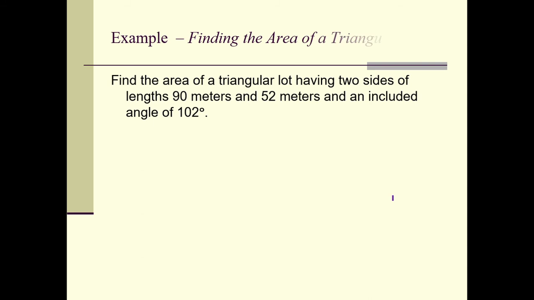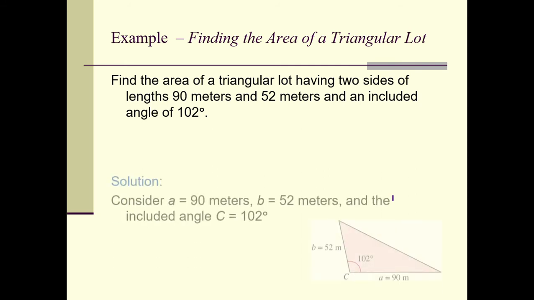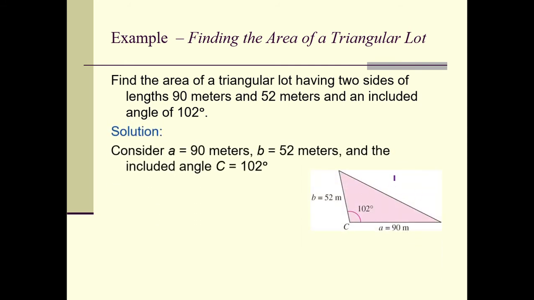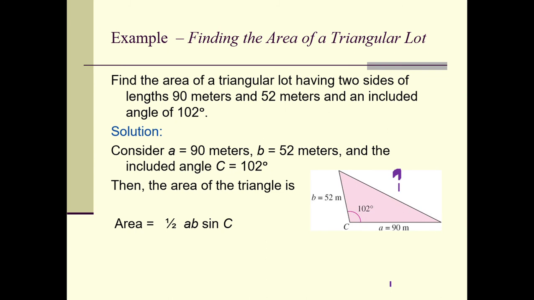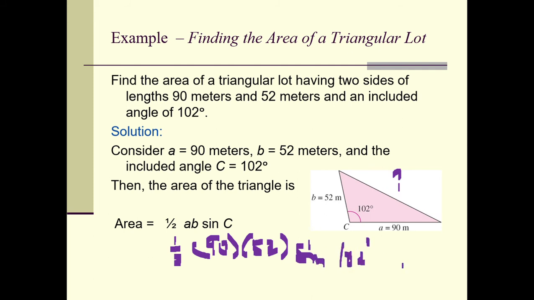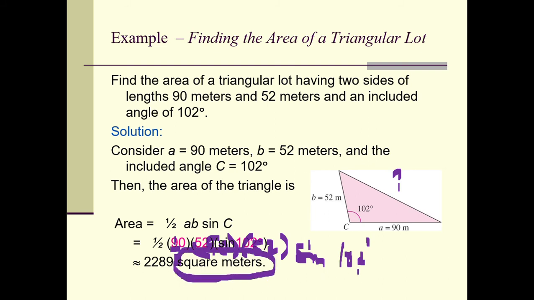Okay, so for example, find the area of a triangle that having these two sides, 93 and 52 meters, and included angle. Okay, so ito yan. Ito yung unknown. Diba? So, 1/2 AB sine C. So, 1/2 of 90 and 52 sine 102. Diba? Yan yun, no? So, makukuha natin yung area kasi 2,289 square meters. Remember, area tayo, kaya naka-square meters yan.